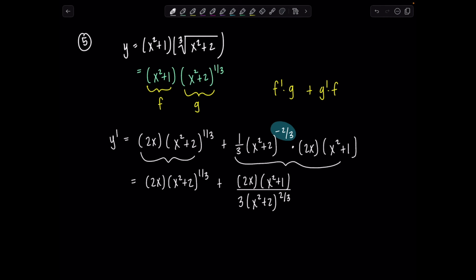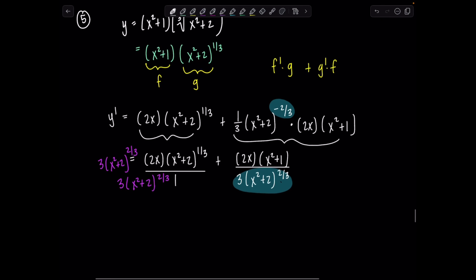Now I want you to focus on getting a common denominator. So this first term is just over 1. The common denominator is exactly what you see right here, 3 times (x squared plus 2) to the 2/3. So this guy is missing all of that. 3 times (x squared plus 2) to the 2/3, top and bottom.